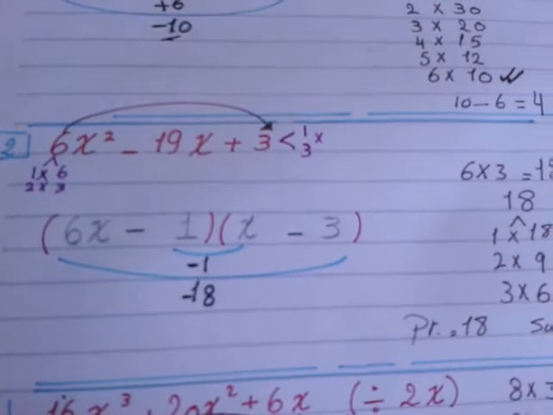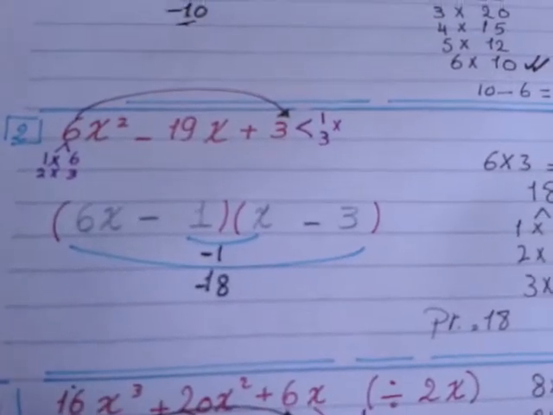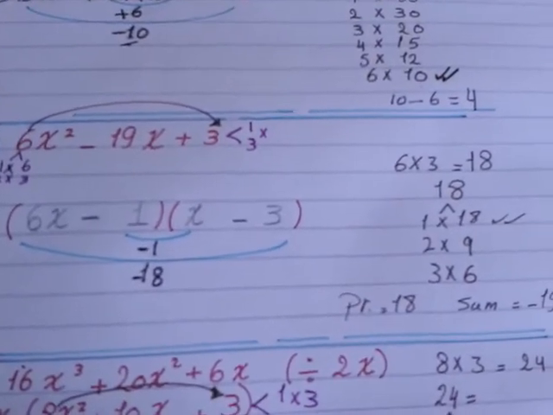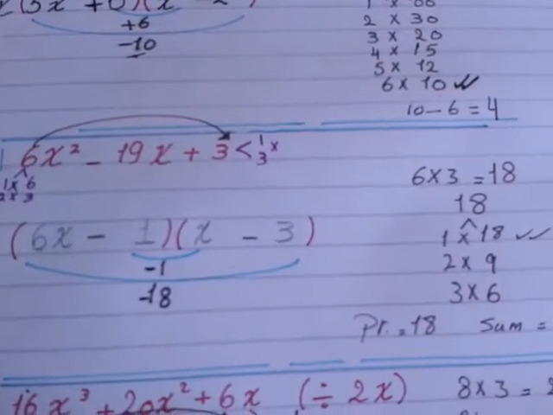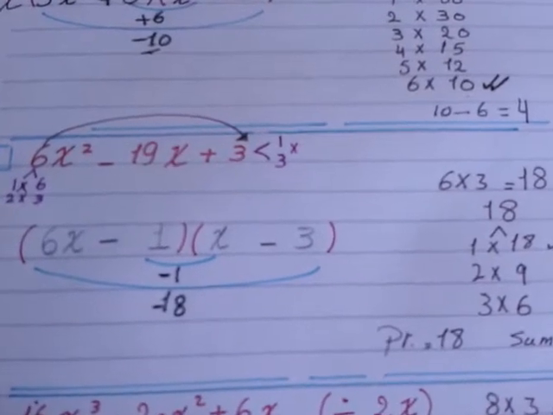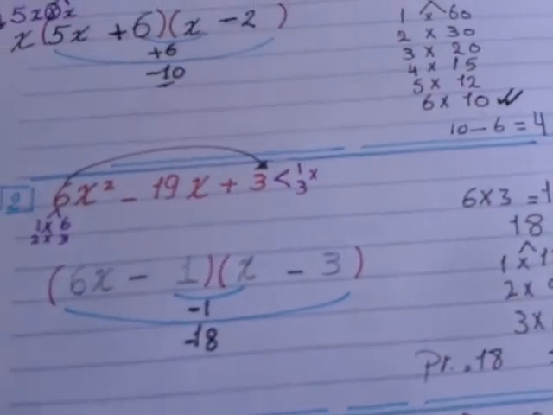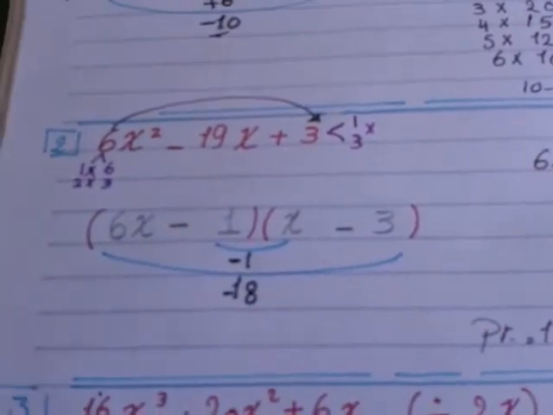6x squared, negative 19x, plus 3. First of all, check that you don't have a common factor. Your terms are arranged well, and I don't have any HCF or any common factor. Okay, start by taking the factors of the first term and the last term.